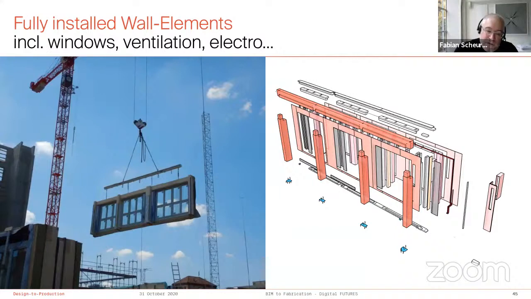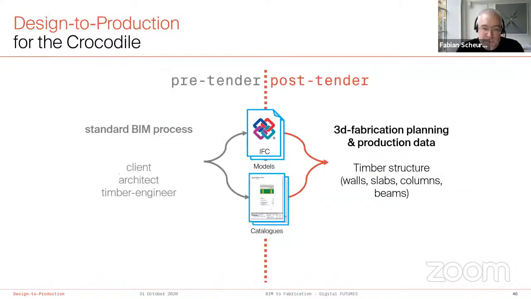And that was for us and for the general contractor, which also was Implenia, a pilot project in doing BIM to fabrication. So the idea was to have a BIM planning process starting early on, and then being able to take a digital model and do the detailing down to fabrication level as automatically as possible.